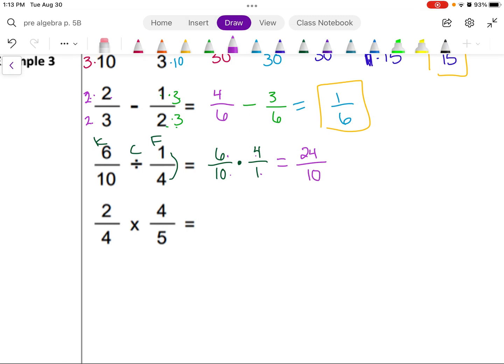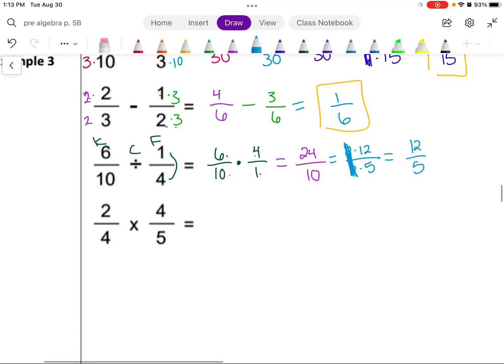Well, 24 and 10 are both even, so 2 has to go into them. So we could simplify. Let's see, 2 times 12 is 24. 2 times 5 is 10. 2 divided by 2 simplifies out. So we're left with 12/5, which is the same as 2 and 2/5.